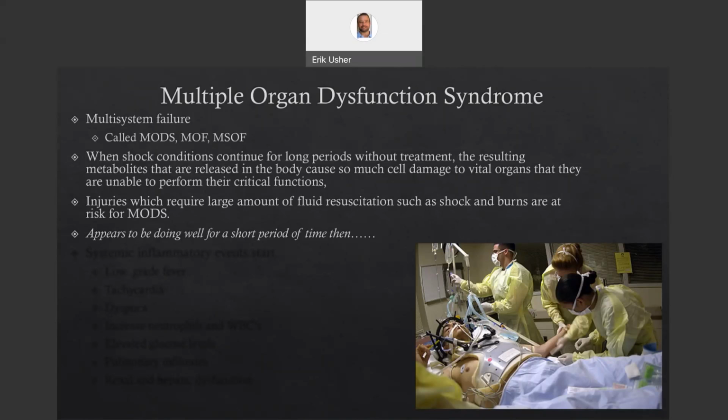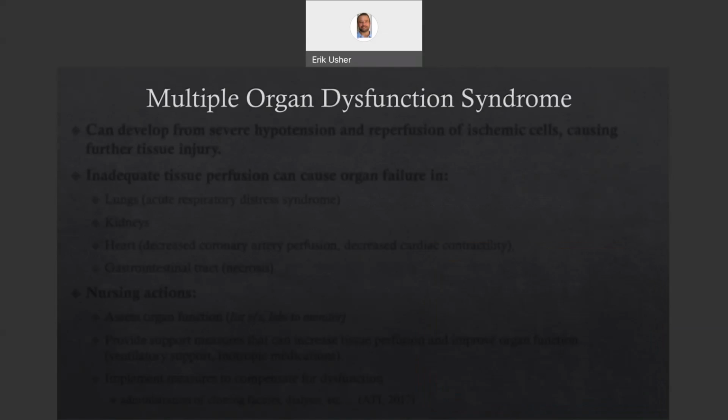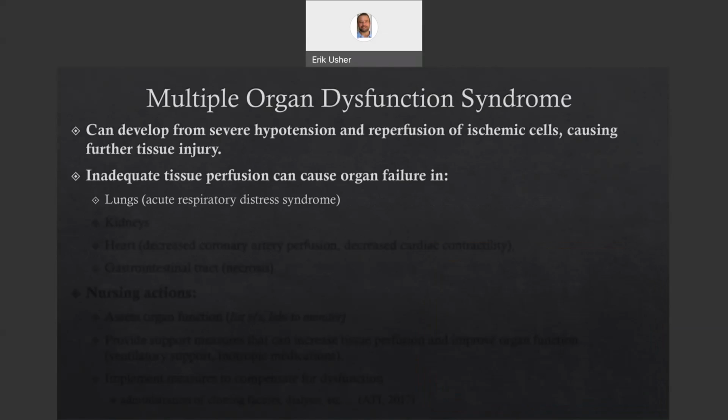Appears to be doing well for a very short period of time, and then boom, the systemic inflammatory events happen. They get a low-grade fever, tachycardia, dyspnea. They get increased neutrophils and white blood cells, elevated glucose levels, pulmonary infiltrates, renal and hepatic dysfunctions. So it can develop from severe hypotension and reperfusion of ischemic cells, causing further tissue injury. Inadequate tissue perfusion can cause organ failure, especially in the lungs. That's our ARDS patients, acute respiratory distress syndrome.